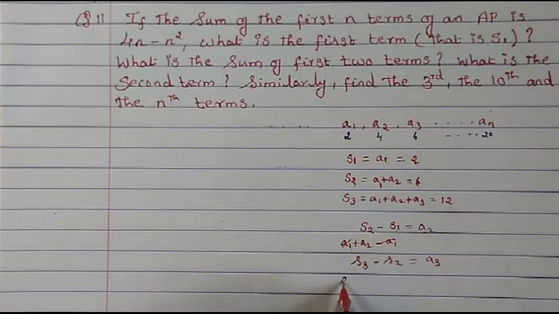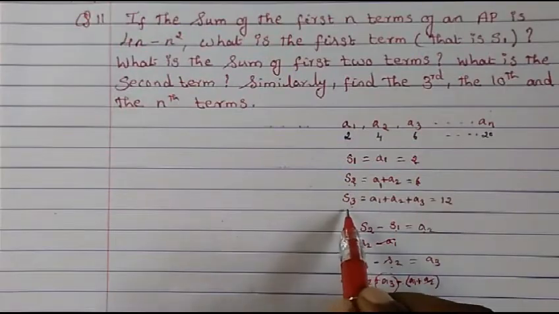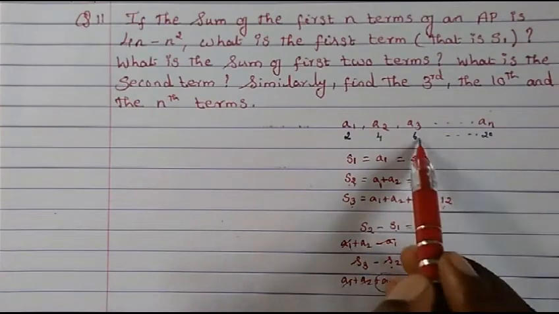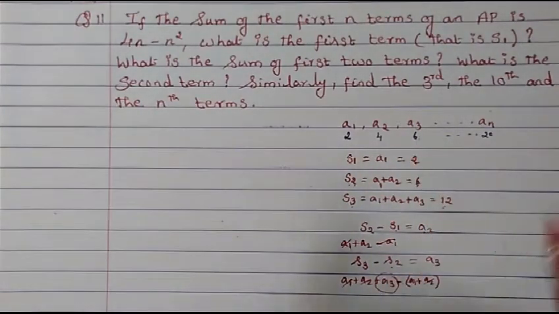So S3 is A1 plus A2 plus A3, minus S2. S2 is A1 plus A2. With minus, all will become minus. Then A1 gets cancelled, A2 gets cancelled, so I am left with A3. That means from S3 minus S2, I get A3. S3 is 12. 12 minus 6 will give me 6. That means I am getting A3. I hope you are understanding.